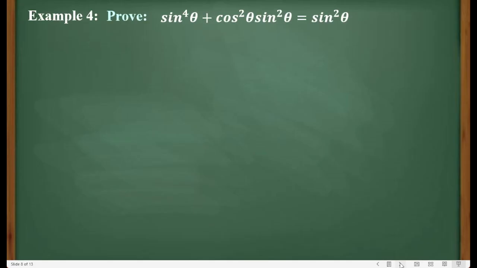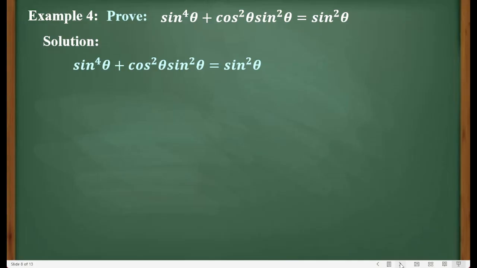Next, we go to number 4. How about this one? Sine to the 4th theta plus cosine squared theta sine squared theta is equal to sine squared theta. For our solution, let us copy the given equation. So obviously, what we're going to simplify here is the expression on the left side, which is this one.